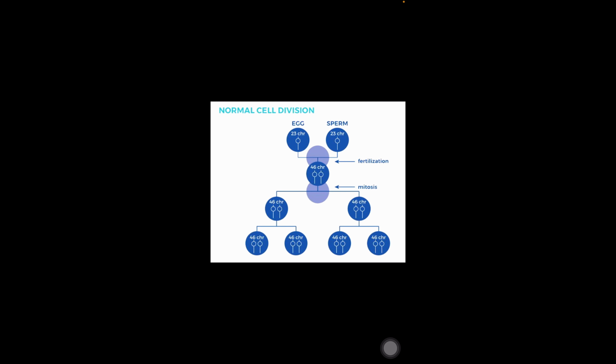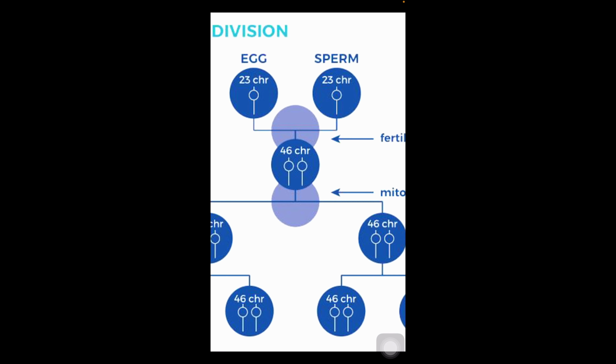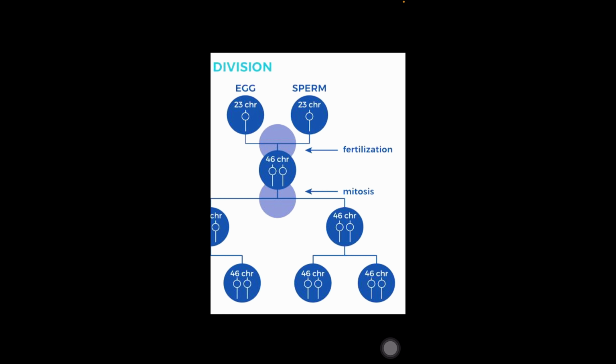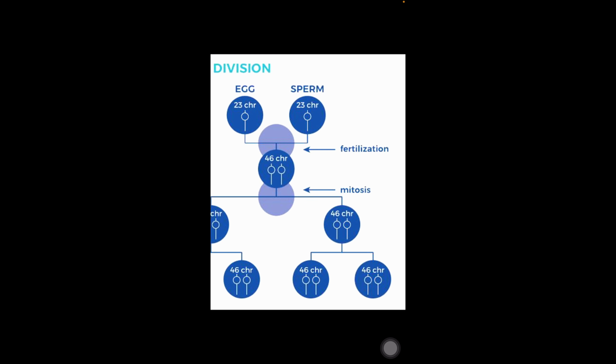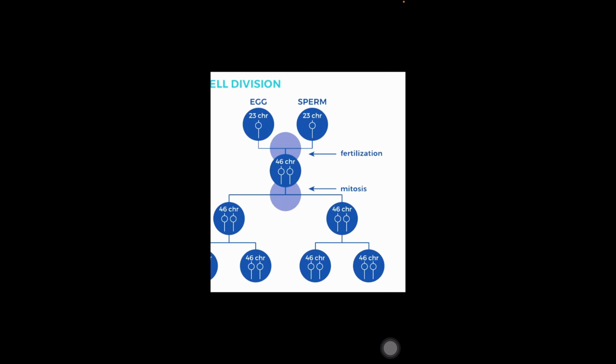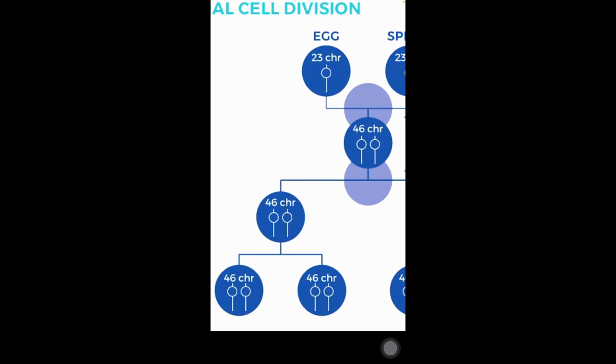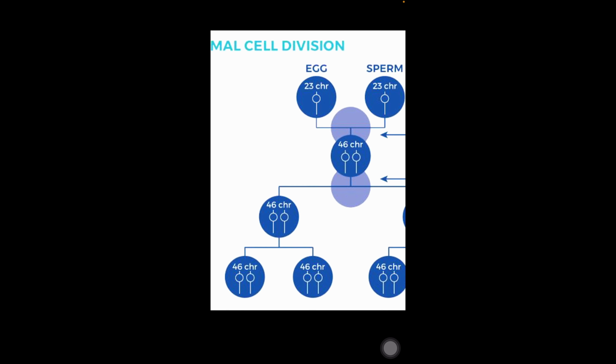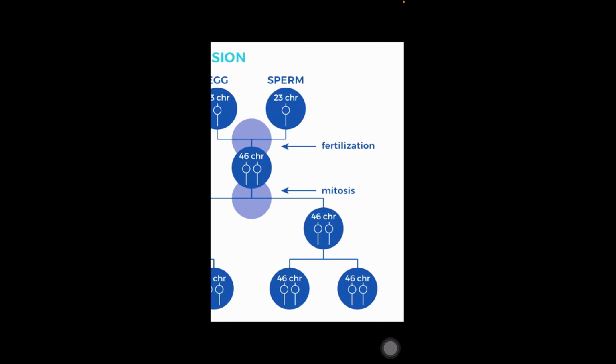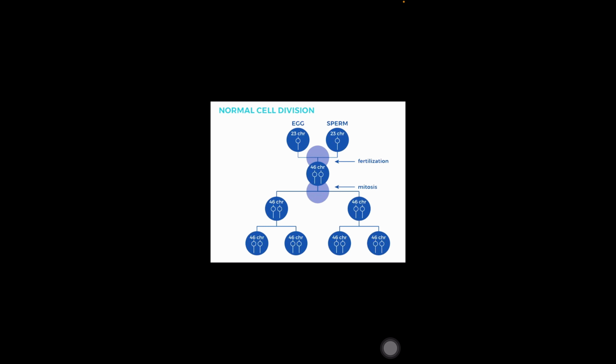Okay, so let's look at the normal cell division here. We have an egg. Of course, the egg is a 23 chromosome and the sperm is a 23 chromosome. Okay, so after fertilization, then what happens? You now forming a baby, it's a zygote, so it becomes a 46 chromosome now, and 46 chromosome mitosis. So mitosis now, we have our 46. Okay, it's split into 2, another 46 split into 2, become 46 again, and also another 46 here. Okay, so this is the normal cell division as we know it.